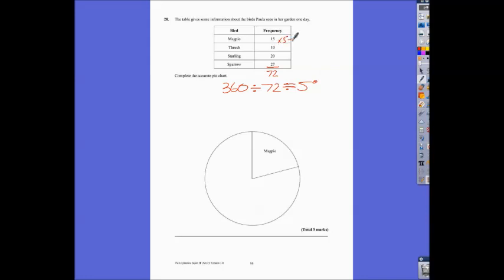So 15 times 5 is 75 degrees. 10 times 5 is 50 degrees. 20 times 5 is 100 degrees. And 27 times 5 is 135 degrees. So these are the angles we need to measure. Make sure you put these numbers down, otherwise you won't get any working out marks. If you just start measuring and your accuracy is out, they will not give you any marks whatsoever.